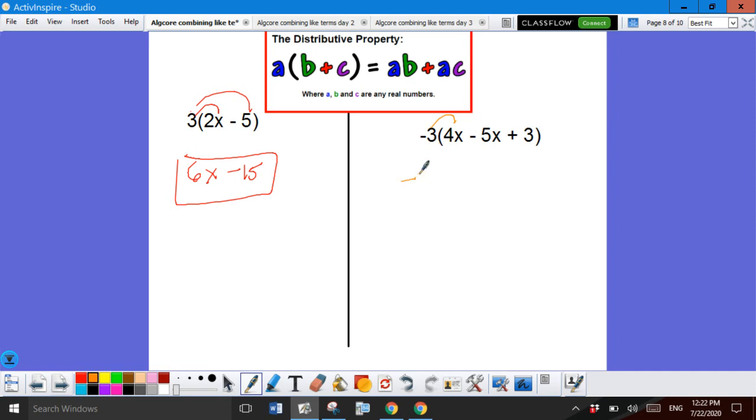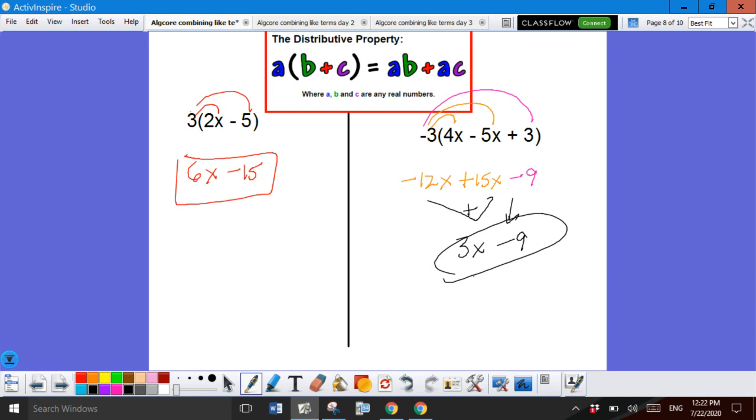Negative 3 times 4, that's a negative 12x. A negative 3 times negative 5, that's a positive 15x. A negative 3 times positive 3, that's a negative 9. Now, if I take a look at this one, I see that these guys are like terms, so they have to add. Negative 12 plus 15 gives me a 3. And my minus 9 is going to drop. And remember, the x's are going to come before the numbers. Okay, so this one is finished. 3x minus 9.